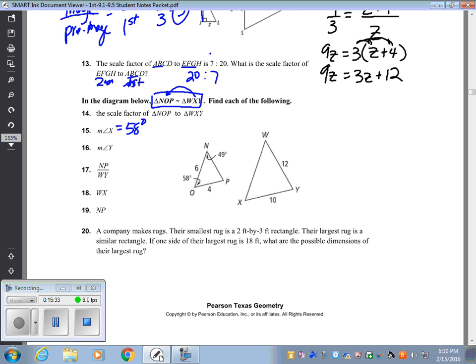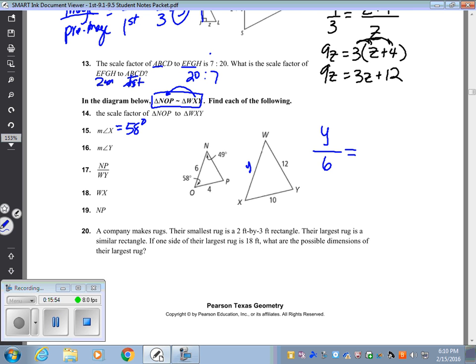And then to find WX, we do not have that value. It's missing, so I'm just going to put a variable there. I just used y. I know WX corresponds with NO, and for NO we have a value. So I could write y is to 6 as, and then I need two other corresponding sides that I have values for.